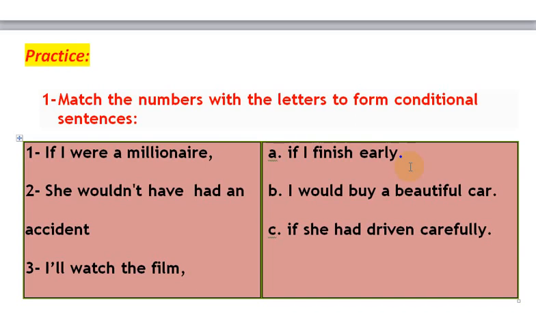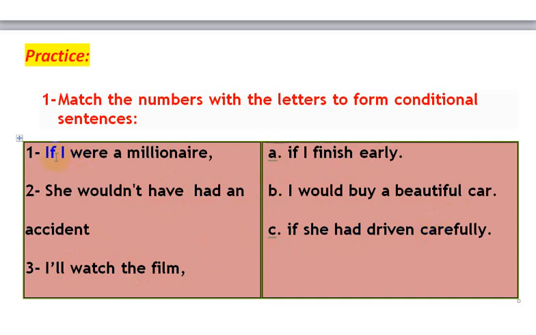The first one says match the numbers with the letters. I have halves with the same sentences. I have numbers 1, 2, 3, and on the other side I have A, B, C. So let's see how we could match these to make them into sentences. These are the first halves, and these are the second halves. If I were a millionaire, she wouldn't have had an accident. I'll watch the film. If I finish early, I would buy a beautiful car if she had driven carefully.